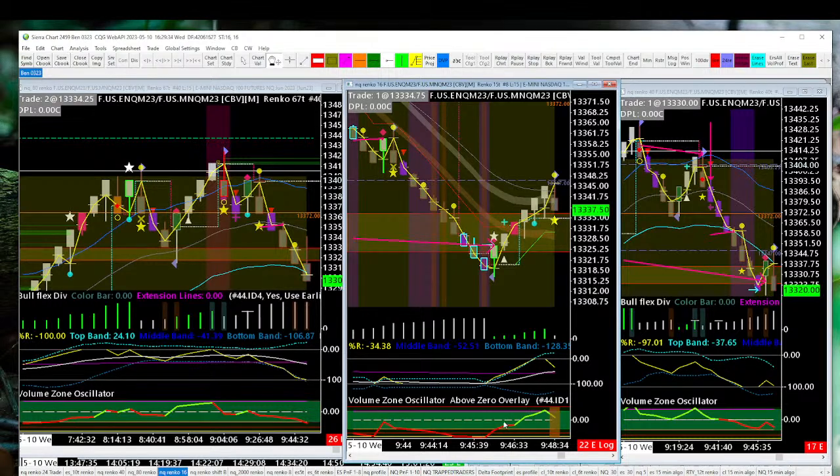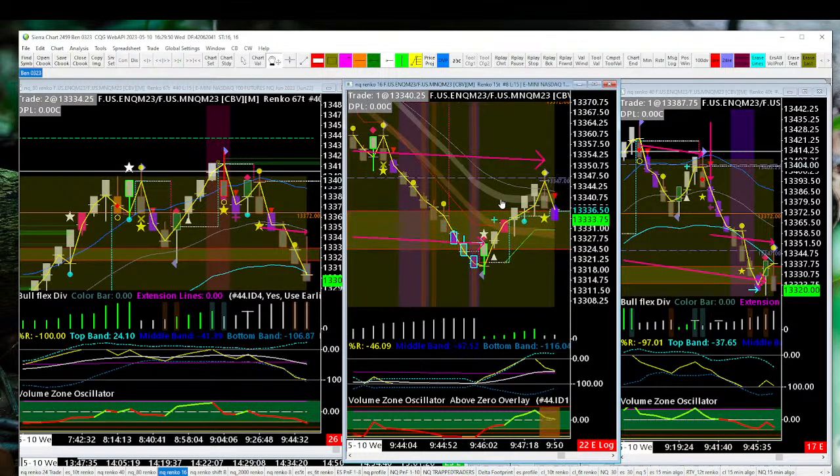There's hidden divergence. We made a higher high on the indicator and a lower high on price, right? But we had touched the top of the Bollinger Band on that same time frame. So I'm not looking for hidden divergence. I'm only looking for natural divergence. And here I don't have it. So this short gets skipped.